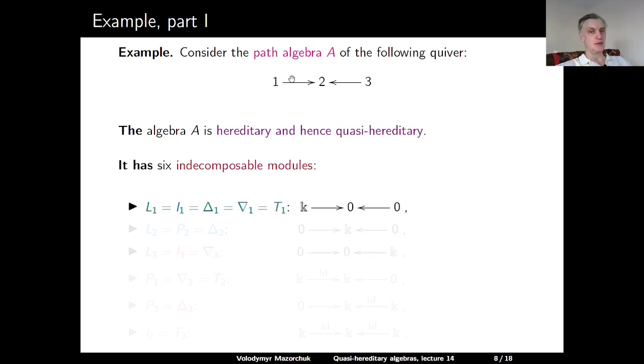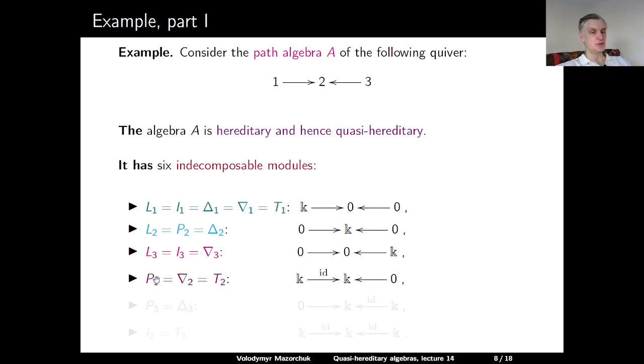The simple module L1, which is concentrated at the vertex 1, and since 1 is a minimal index, this simple module is also Δ1, ∇1 and T1. And since there are no arrows which go into 1, L1 is isomorphic to I1. Then we have the simple module L2, which is projective because 2 is a sink. So L2 is isomorphic to P2, and hence it's also isomorphic to Δ2. We have the simple module L3 concentrated at the vertex 3. This is a source, so L3 is isomorphic to I3 and hence also to ∇3.